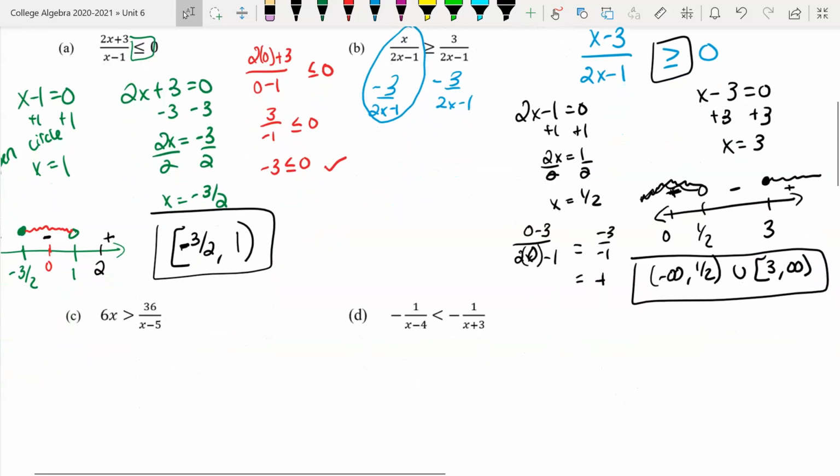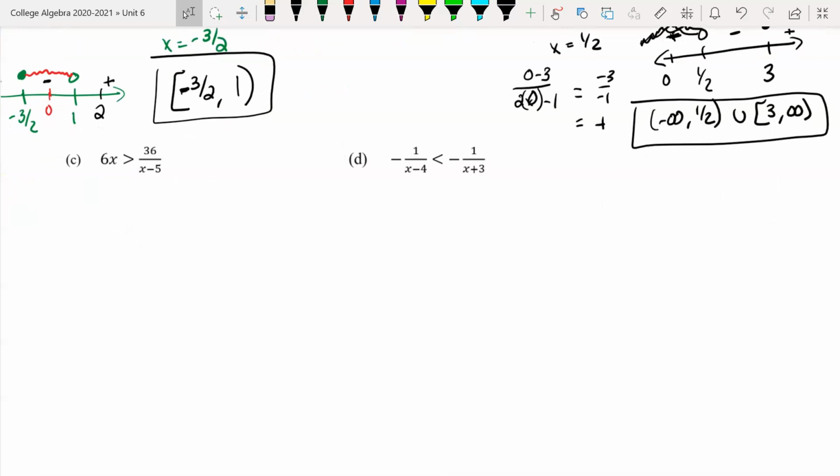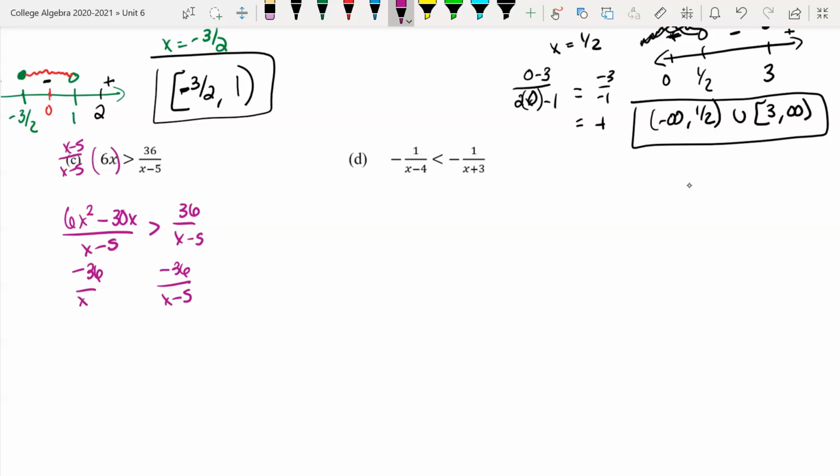All right. So now they get a little bit tougher because the denominators aren't going to be the same anymore. So for this one, I have to multiply the left side by x minus 5 over x minus 5. So on top, I'm going to get 6x squared minus 30x over x minus 5 greater than 36 over x minus 5. Now they have the same denominator, so I'm going to move this to the other side. I'm going to subtract it because it was a positive. So I'm going to have 6x squared minus 30x minus 36 over x minus 5 greater than 0.